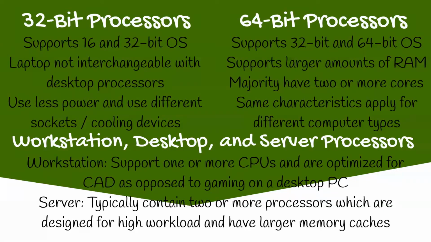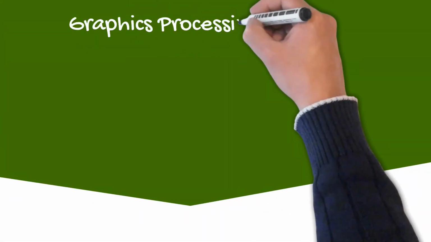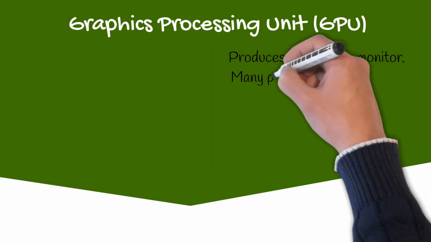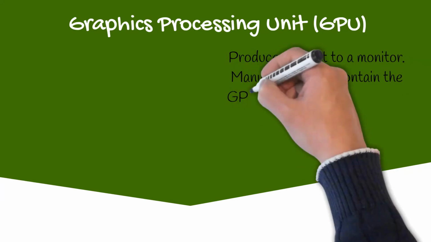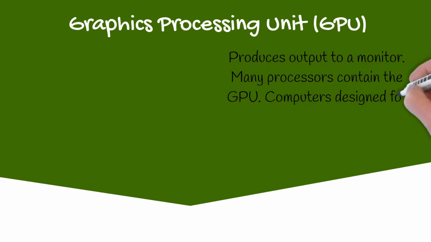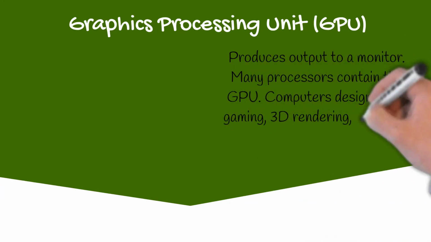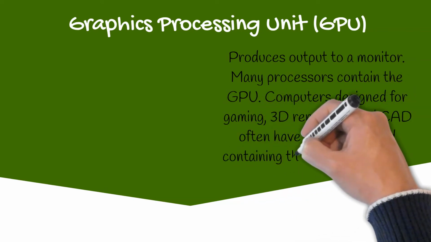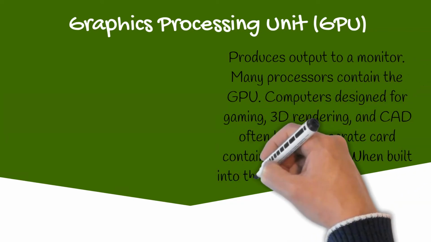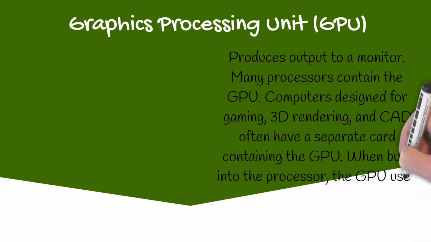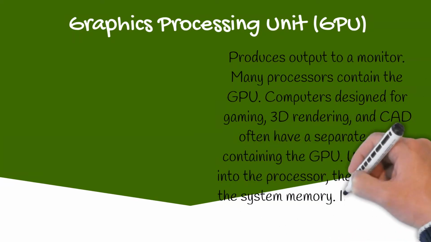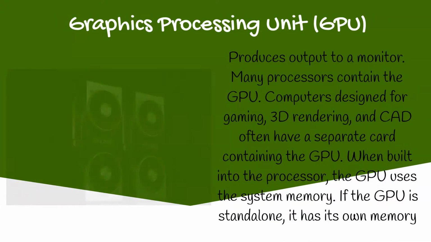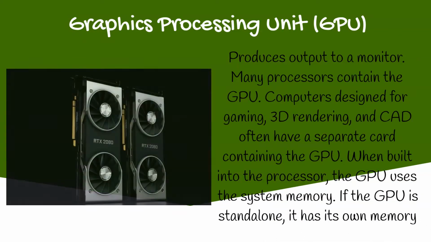A graphics processing unit, GPU, produces output to a monitor. Many processors made for desktop and laptop computers contain the GPU. Workstations, desktops, and laptops designed for gaming, 3D rendering, and CAD often have a separate card containing the GPU. When the GPU is built into the processor, the GPU uses the system memory. If the GPU is on its own card, the card has its own memory.